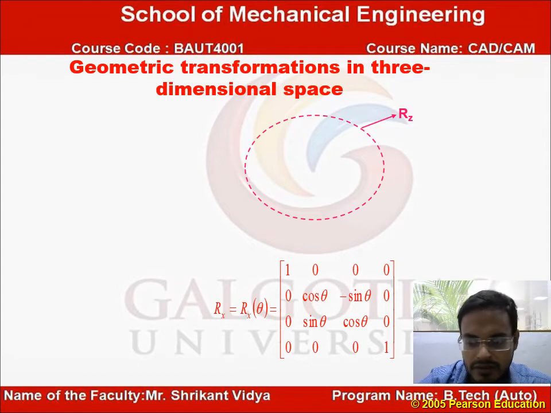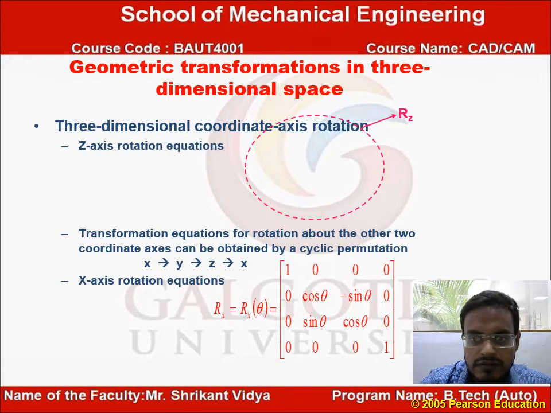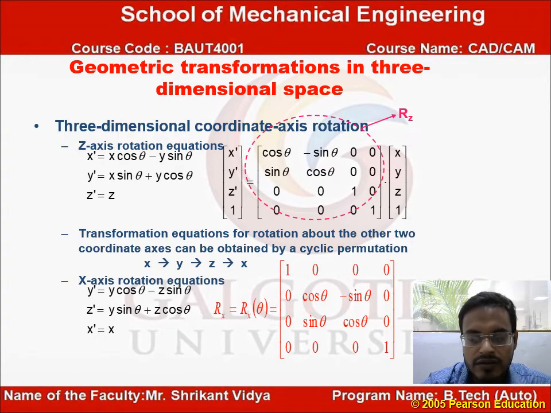In geometric transformation for rotation, you can see the three-dimensional coordinate axis rotation Rz. If you are rotating the object about the z axis, then the equations are: x dash equals x cos theta minus y sin theta, y dash equals x sin theta plus y cos theta, z dash equals z.